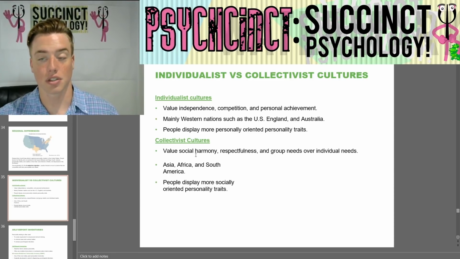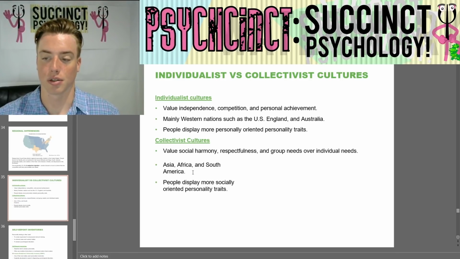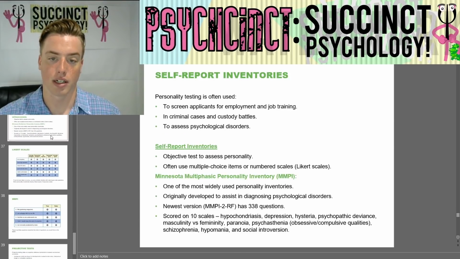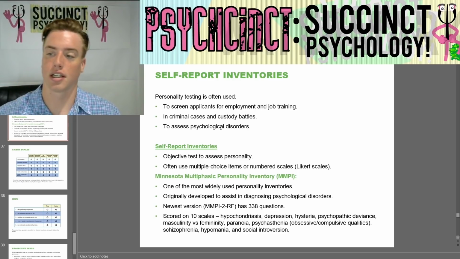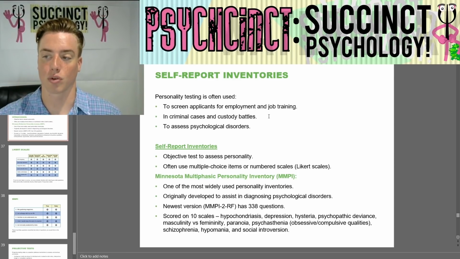Then we have collectivist cultures, where they value social harmony, respectfulness, and group needs over their own individual needs. Areas that have collectivist cultures include Asia, Africa, and South America, and people display more socially oriented personality traits. Next, we have self-report inventories. So, personality testing is often used to screen applicants for employment and job training, in criminal cases and custody battles, and to assess psychological disorders.